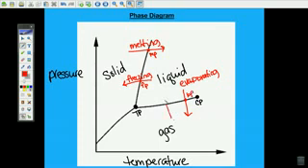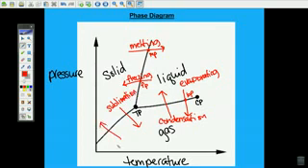If I'm going from a gas to a liquid, that's called condensation. If I'm going from a solid to a gas, that's called sublimation. And if I'm going from a gas to a solid, that's called deposition.